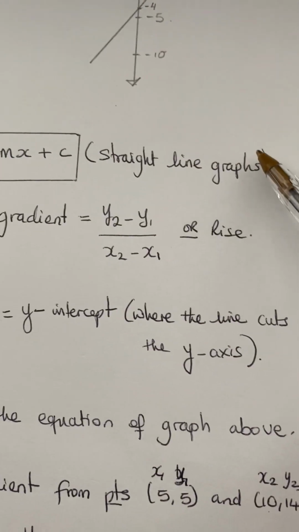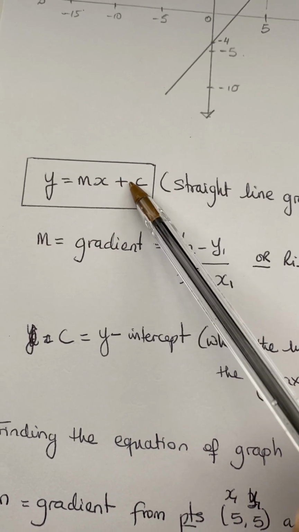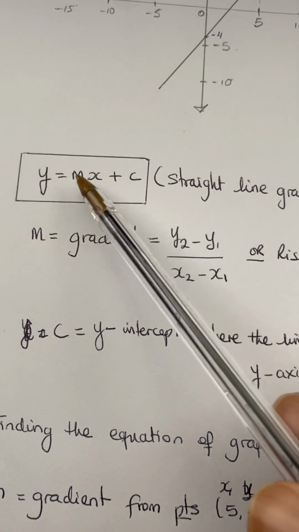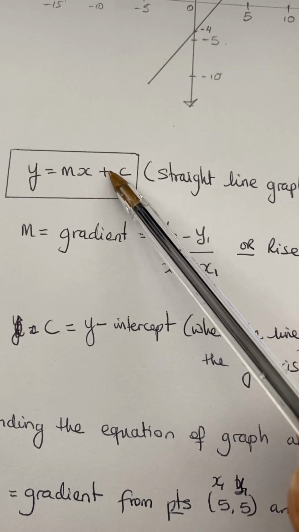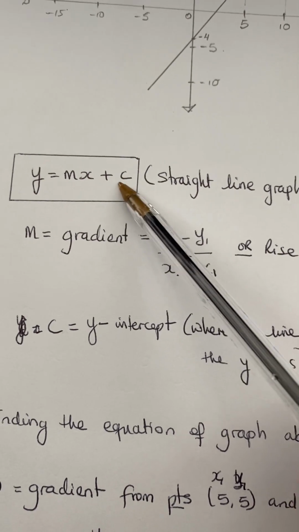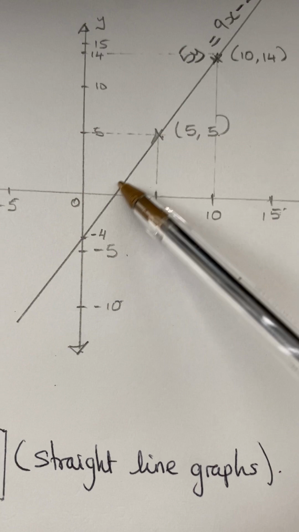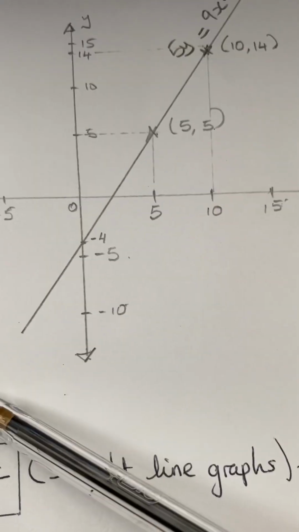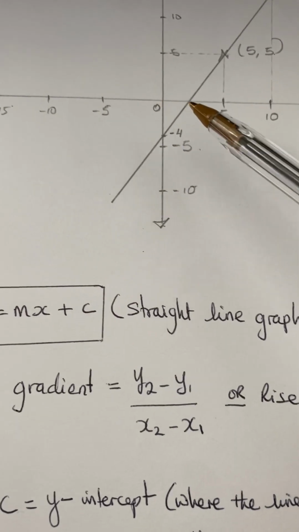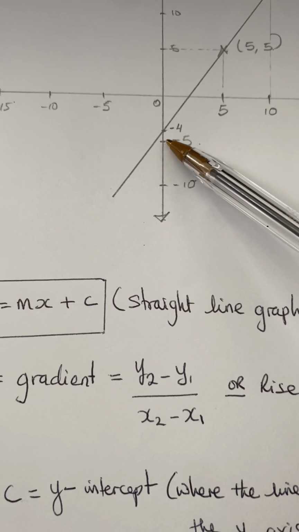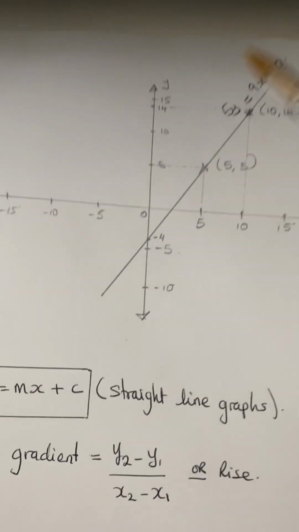Now every straight line should be in the form y = mx + c, where m is your gradient and c is your y-intercept. The y-intercept basically means where your line cuts the y-axis. So that will be your c. Not where it cuts the x-axis, but where it cuts the y-axis. That's very important.